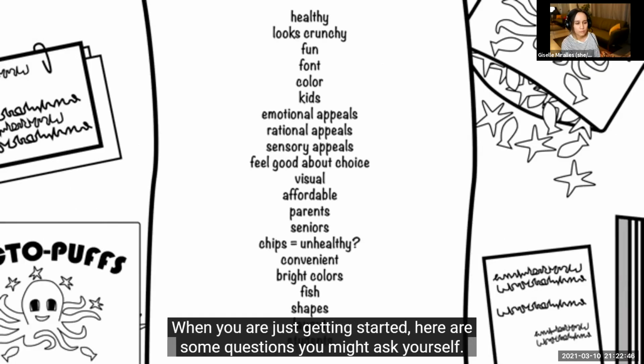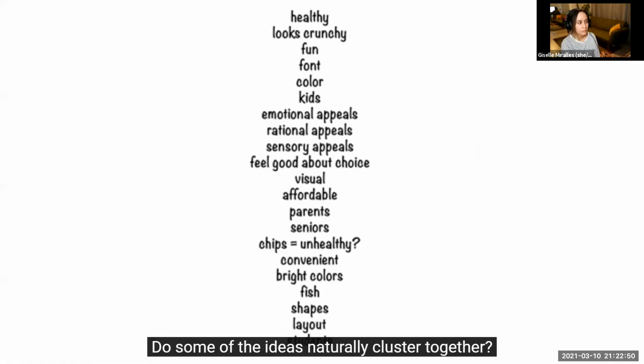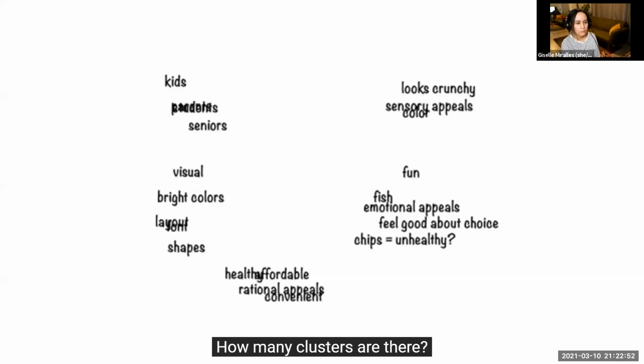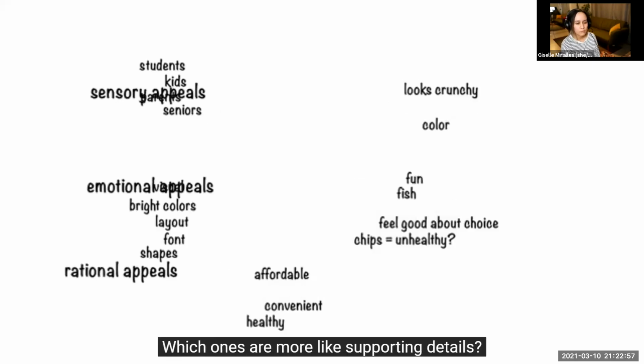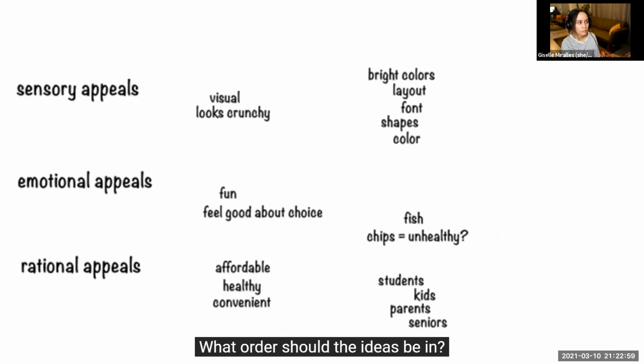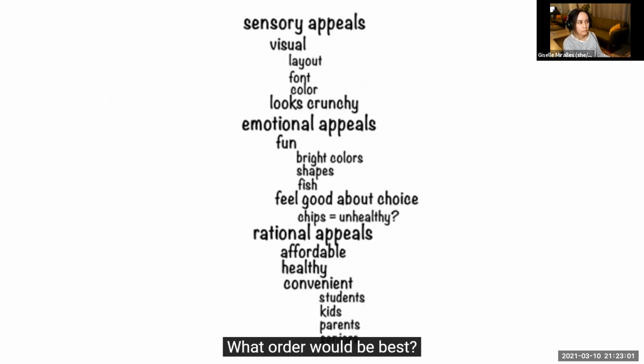When you are just getting started, here are some questions you might ask yourself. Do some of the ideas naturally cluster together? How many clusters are there? Which ideas are more important or general? Which ones are more like supporting details? What order should the ideas be in? What order would be best?